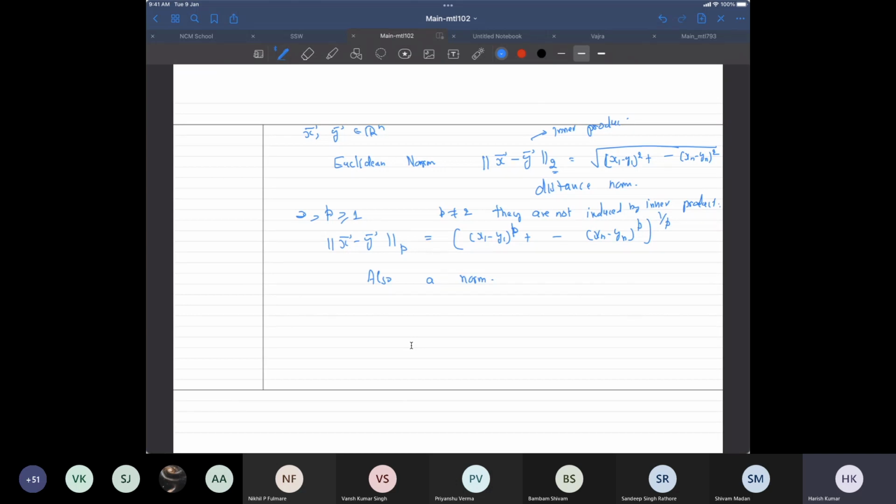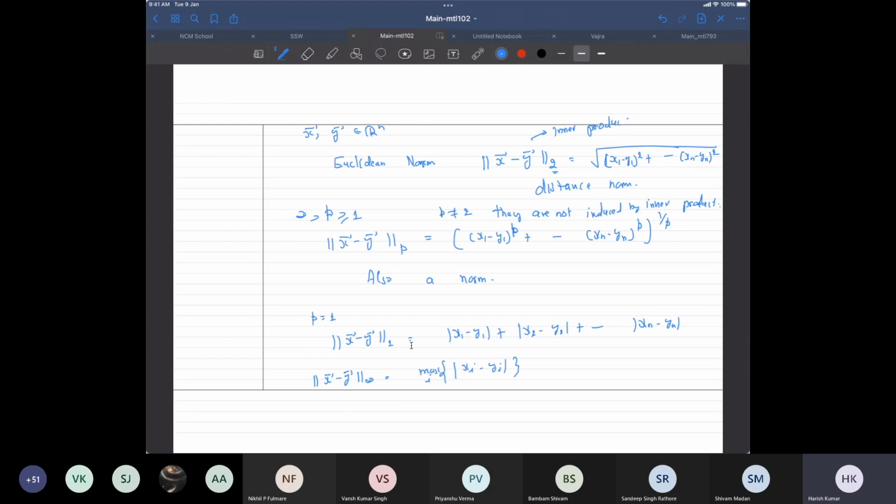Another quite interesting one, which you should know, is for p equal to 1. This will be basically the absolute value of x1 minus y1, plus x2 minus y2, and so on up to xn minus yn. So you just sum up the component-wise distances. Another one is called the infinity norm. This is the maximum over i of the absolute value of xi minus yi.